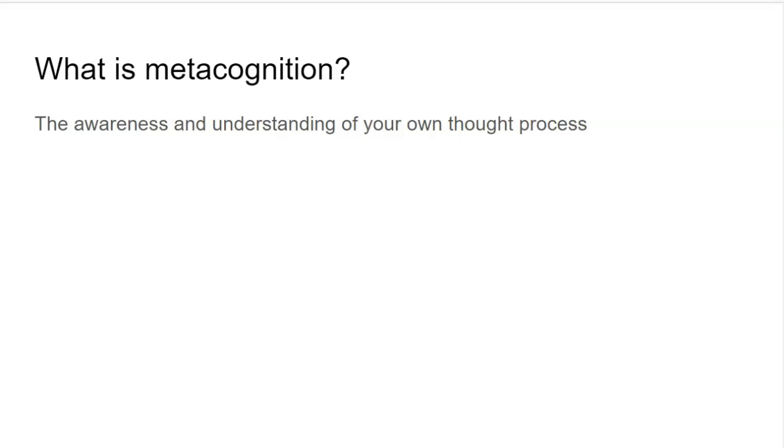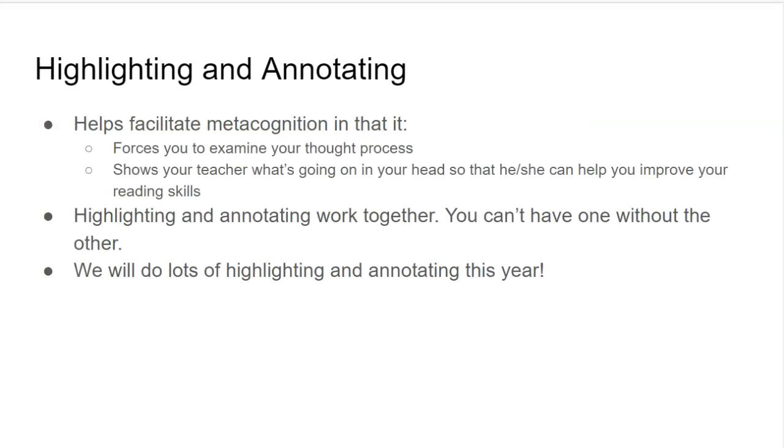So it's thinking about your thinking, and it's an important skill so that you as a reader are able to figure out what you are understanding about the text, and if you are not understanding a part of a text, how you can fix that problem to help you understand better. So the reason we want to highlight and annotate is that it helps facilitate that metacognition, in that it forces you to examine your thought process.